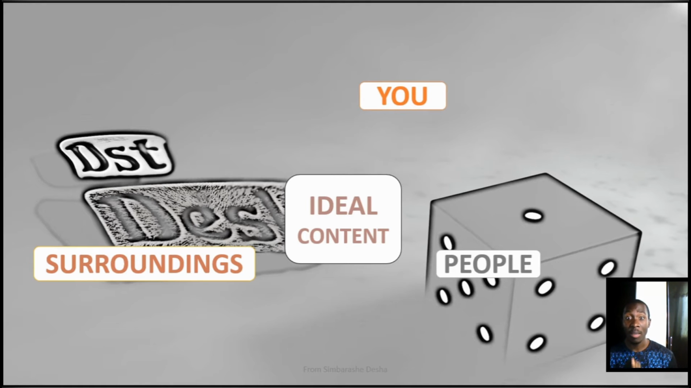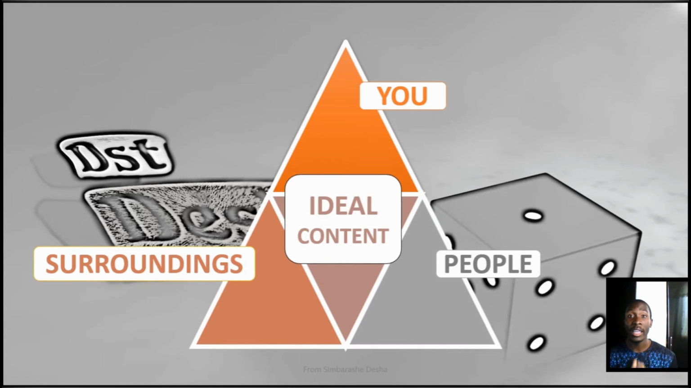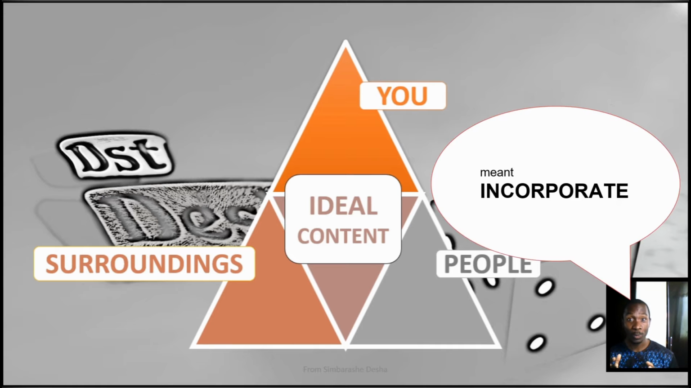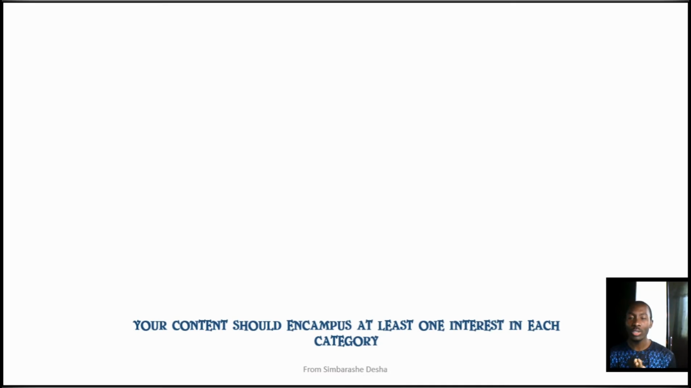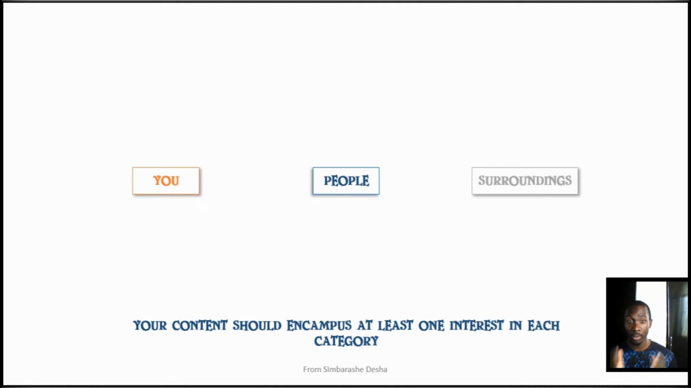These three components make up what we call ideal content, and that triangle is what we call a YouTube creator triangle. You understand? A niche triangle. You have to bring those three categories together: your interest, your people's interest, and the surroundings. So this leads us to the next. Your content should encompass at least one interest in each of the categories that follow. So let's list our categories: you, people, and your surroundings.